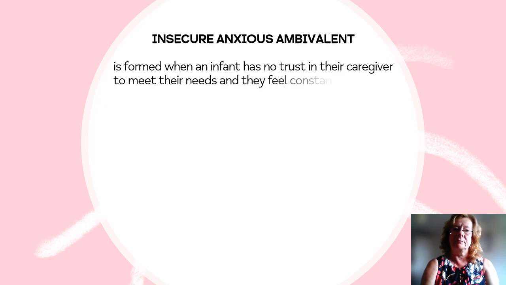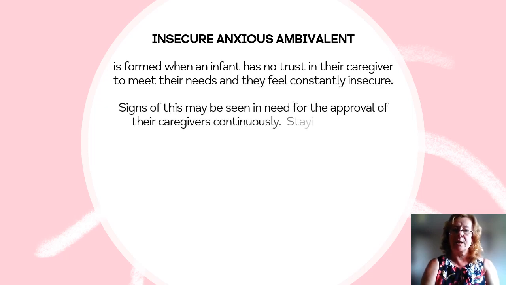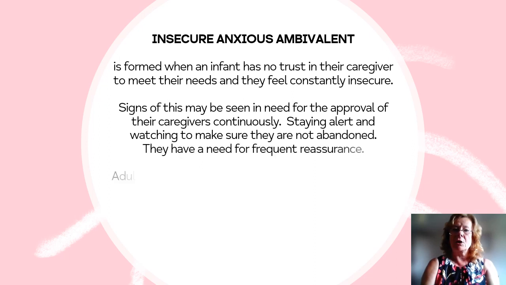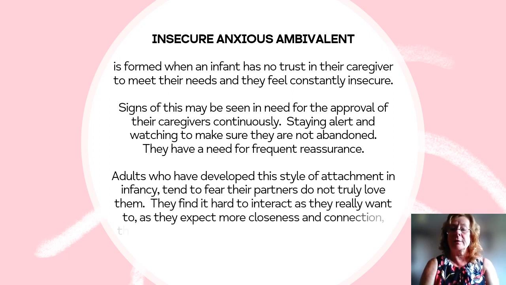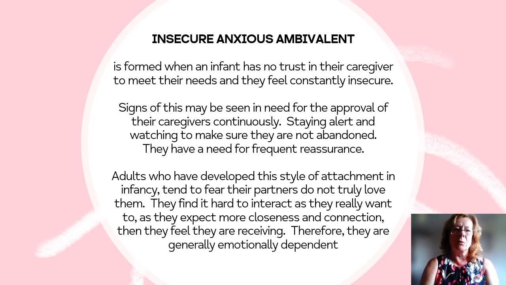Insecure, anxious, ambivalent. Formed when an infant has no trust in their caregiver to meet their needs. They constantly feel insecure. Signs of this may be seen in the need for the approval of the caregivers constantly, staying alert and watching to make sure they are not abandoned. They have a need for frequent reassurance they will not be abandoned. Adults who have developed this style of attachment in infancy tend to fear their partners do not truly love them. They find it hard to interact as they want to, as they expect more closeness and more connection than they feel they are receiving. Therefore, they tend to be generally more emotionally dependent.